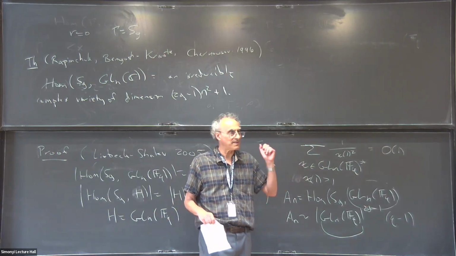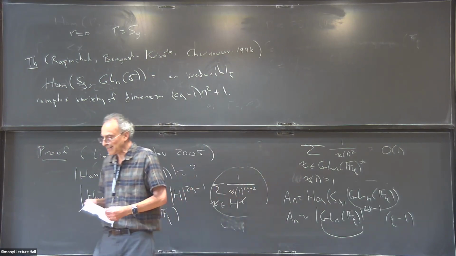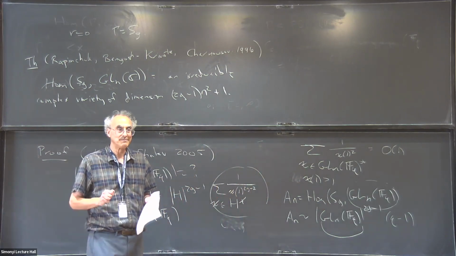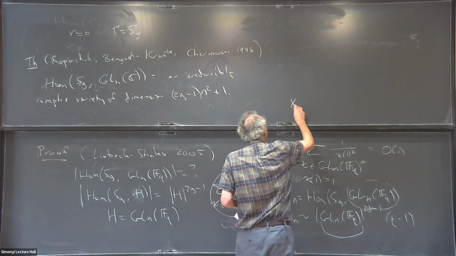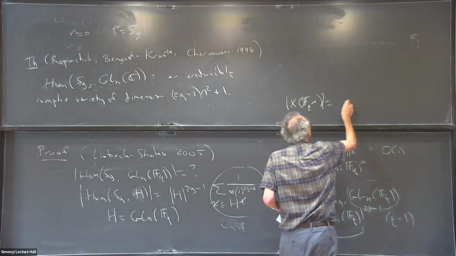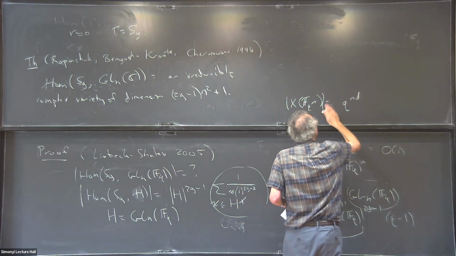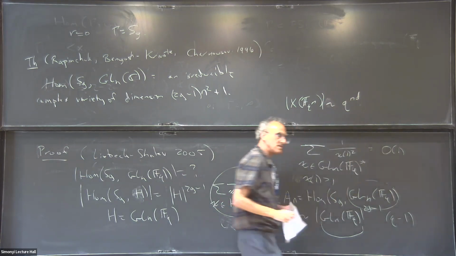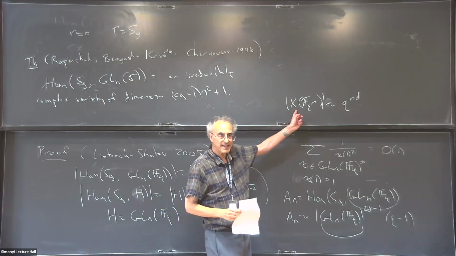Maybe I know, for example, that the number of points over F_q^n is q^(nd). So I've got a variety X with scheme X, and the count is asymptotic to this. I suppose I know this. What do I actually learn about X?